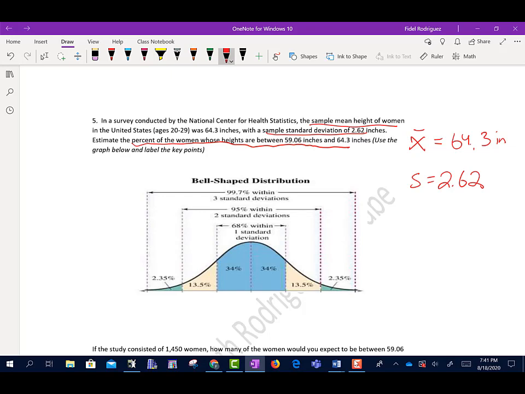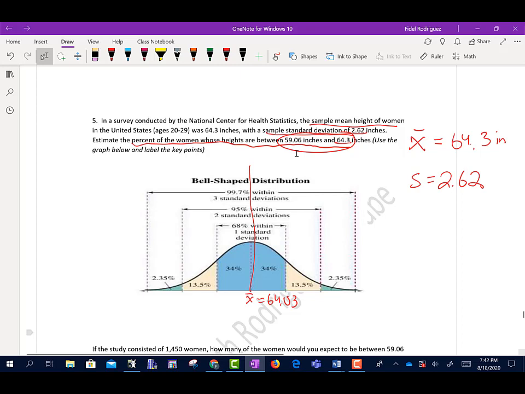The first thing I notice is that we're looking for heights. If I think about my number line right here, this should be my X bar, and my X bar in this case is 64.3. They want to know the percent of women whose heights are between 59.06 and 64.3. This is my bigger number, right here in the middle, my mean.